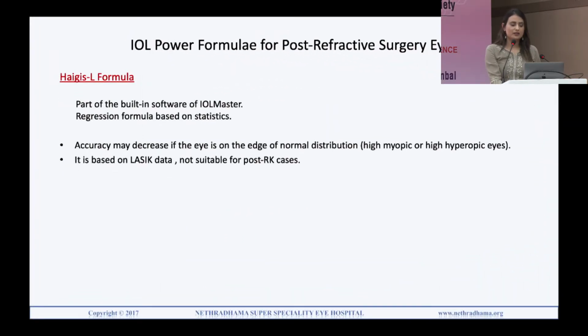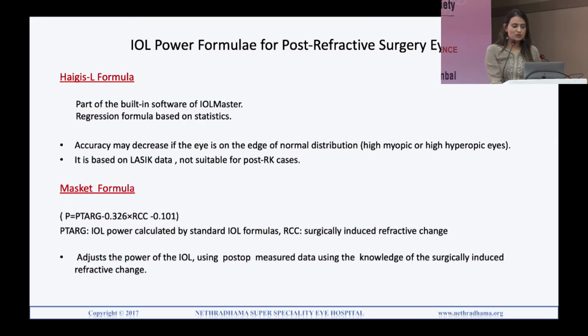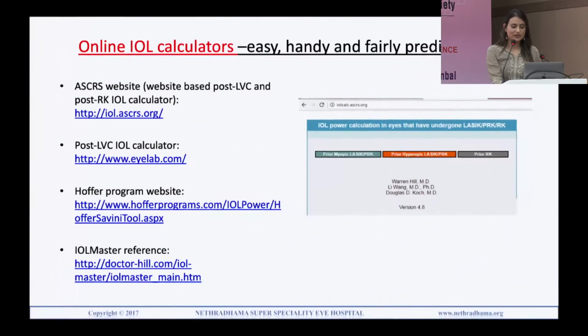So another popular formula is the Haigis ELP formula, which is already incorporated in the IOL Master 700. It is a regression based formula based on statistics, and this is also a LASIK formula, it cannot be used for post-RK eyes. Musket formula is another formula. This adjusts the power of the IOL using post-op measured data using knowledge of the surgically induced refractive change.